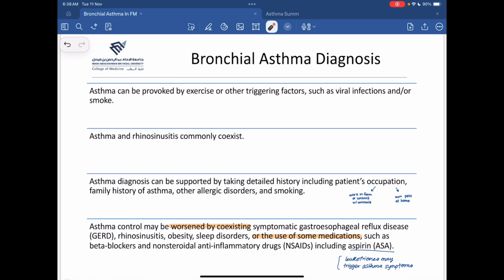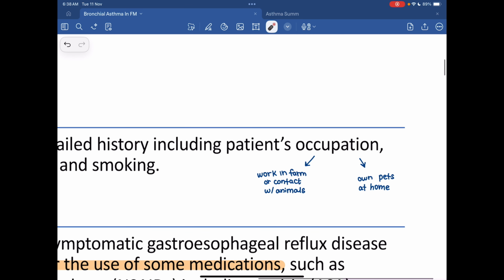Asthma diagnosis can be supported by taking detailed history, including patient's occupation, family history of asthma, and other allergic disorders, and smoking. Occupation يشمل فيه الشغل نفسه و also pets. لا تنسون تسألون إذا عندهم pets at home.